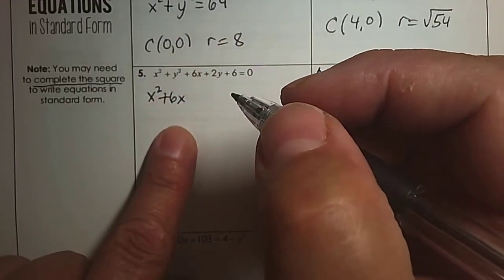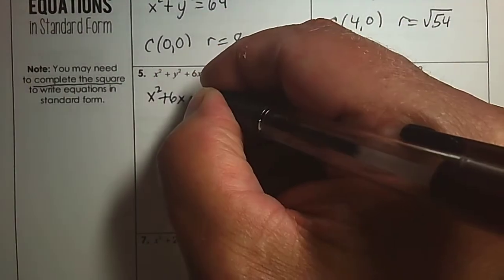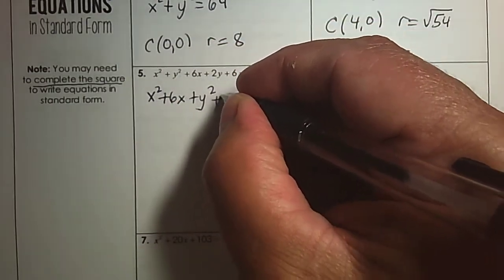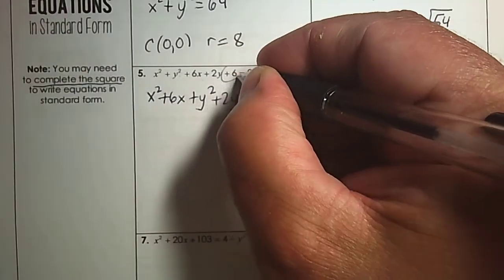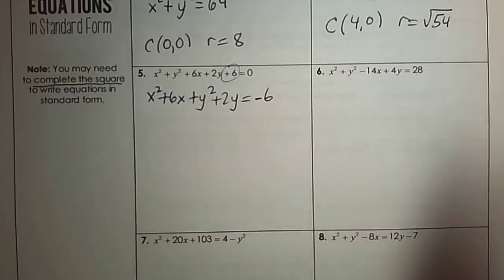And I'm going to leave a space. Actually, I won't even leave a space. I'll do it in the next step. So next I'm going to do the y's. So y² and 2y. And then any constant needs to be on the other side of the equation. So I'm going to subtract 6 so it's on the right side.